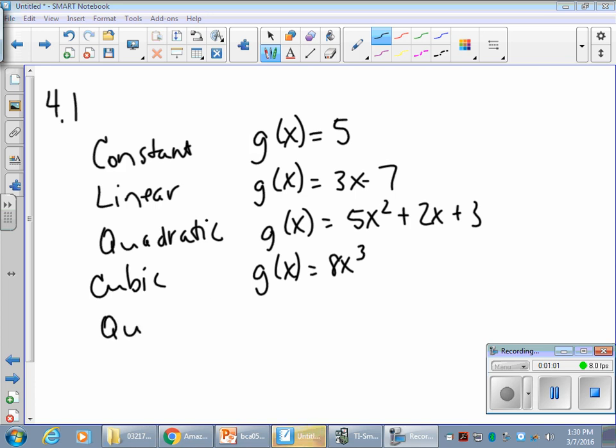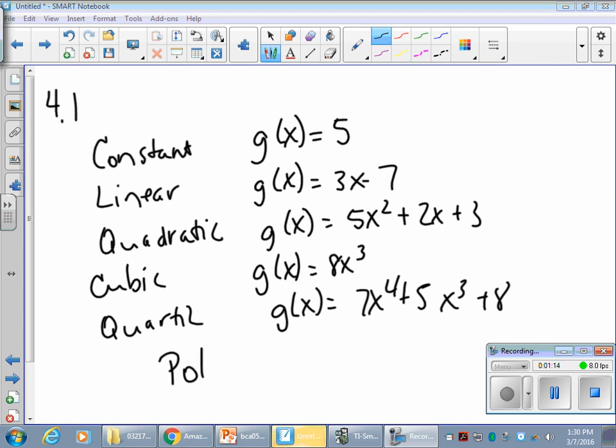A quartic has an x to the fourth. It can have other things after that if you want it to have other things. Anything above the fourth power, we're just going to call a polynomial function. And you don't have to know any names beyond the fourth power.